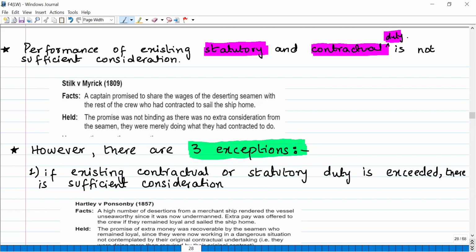Now, I will just give you an example of a statutory one. For example, there was a witness who was promised that he will be paid if he would attend the court and give evidence. So an incident happened, and there was a witness of that incident. The representatives of one of the parties asked that witness, we will pay you the reward if you go to the court and give the evidence about something. Okay, so that was the case.